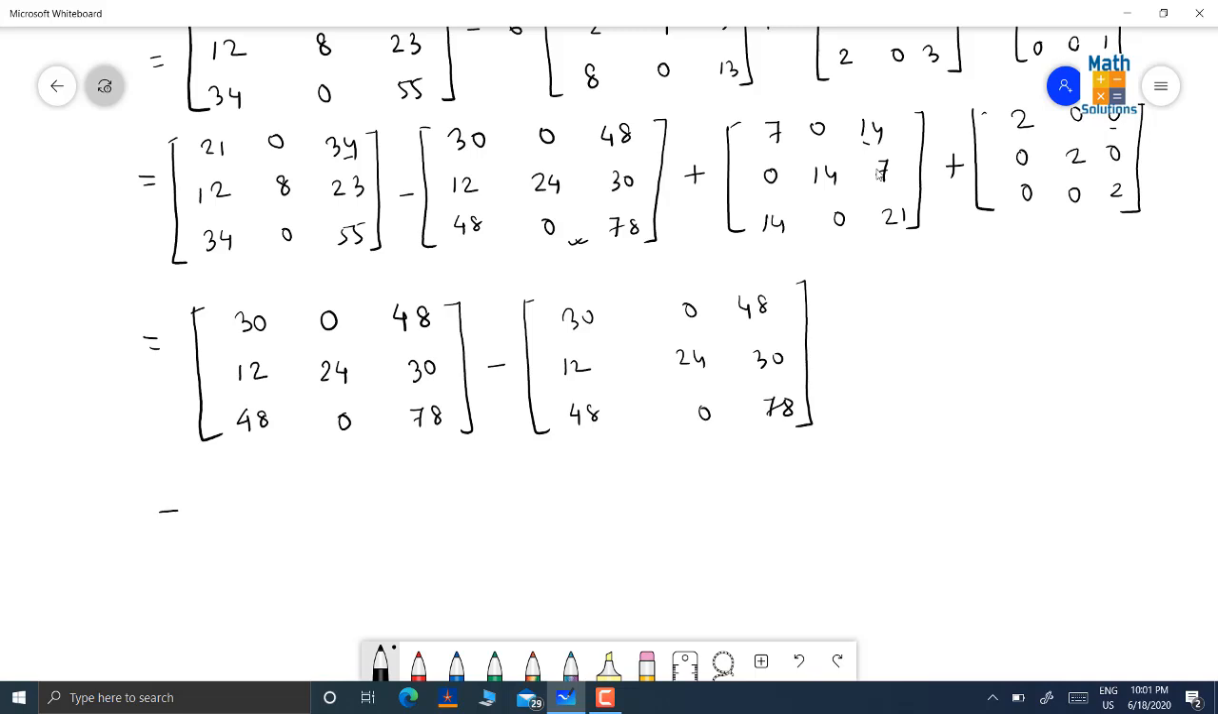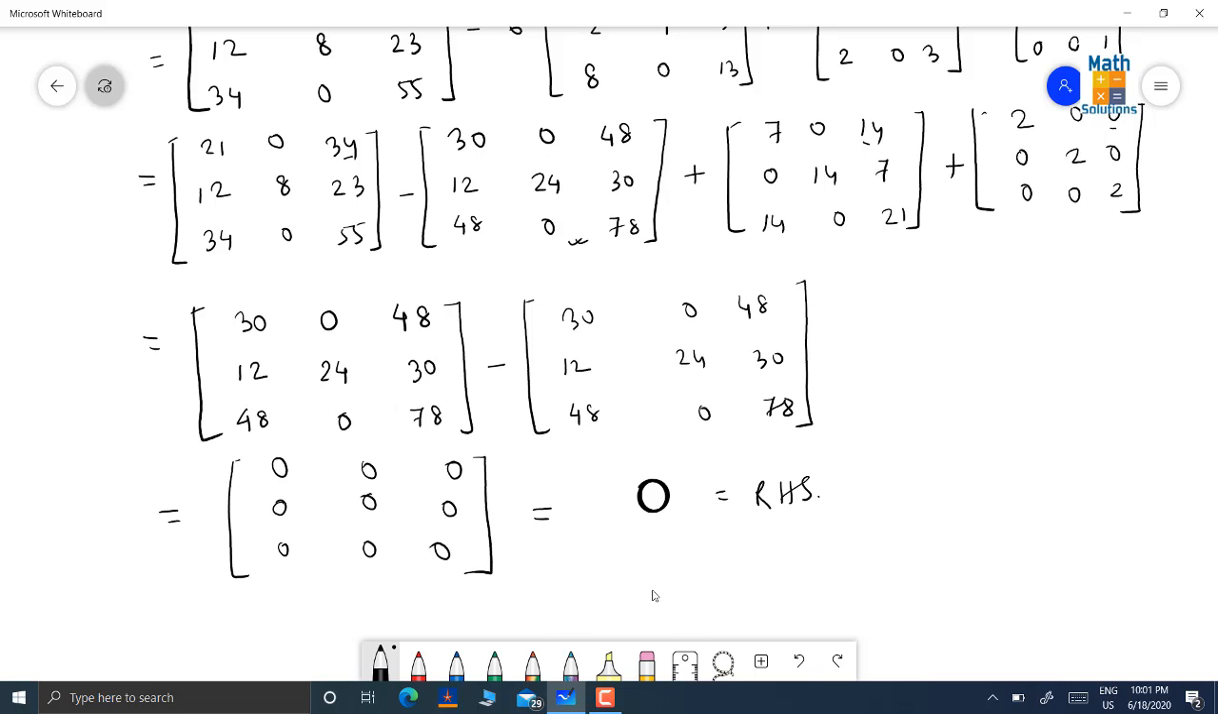So we observe that in both these two matrices the corresponding elements are the same. So 30 minus 30, the result will be 0. Then 0, then 48 minus 48 is again 0. Then 12 minus 12 is again 0, then 0, then 0. All zeros will come now. 48 minus 48 will be 0, then again 0, then 78 minus 78 is also 0. So this is actually the null matrix, and this is the required right hand side. So that is what is to be proven.